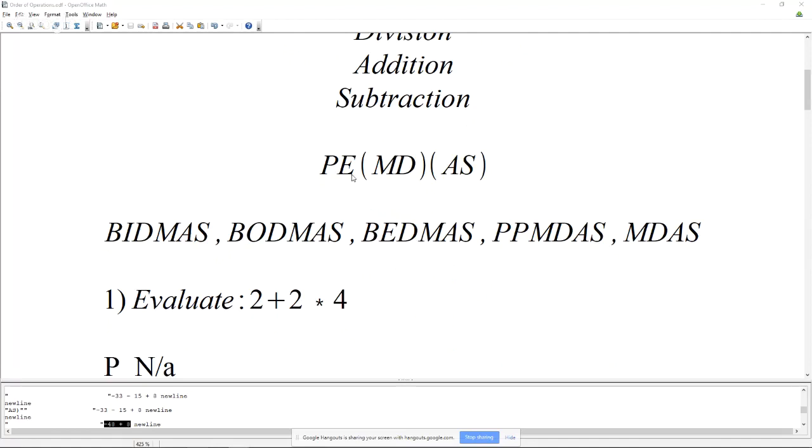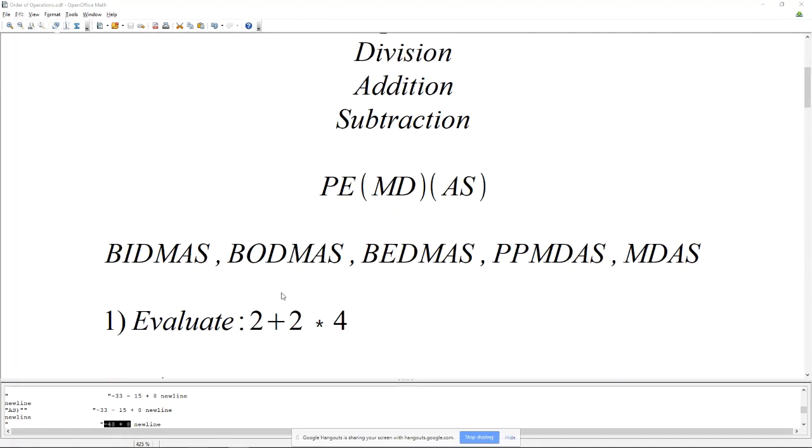Parentheses and exponents. All right, so let's try to evaluate the first expression here. 2 plus 2 times 4. Now, this would be something that most people could probably do in their head. However, you'd be surprised how many people would get something like this wrong.